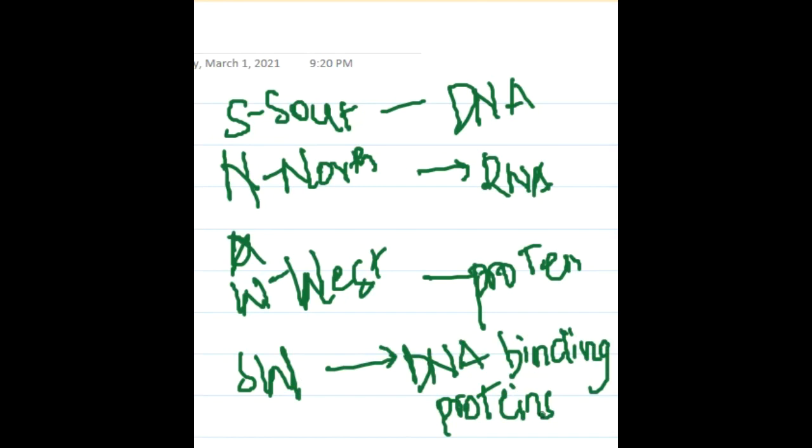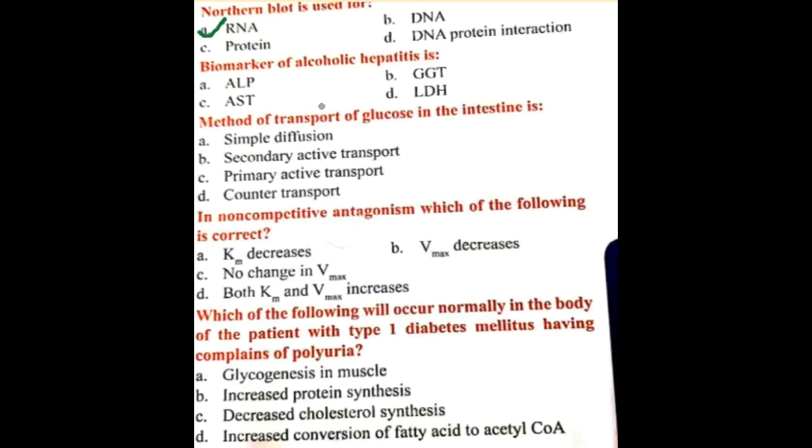Then the next question: biochemical biomarker of alcoholic hepatitis. Always remember, for alcohol the biomarker is GGT. For alcoholic hepatitis, gamma glutamyl transpeptidase is the biochemical marker. Actually, it is not specific for alcohol, but it is easily elevated in alcoholic liver disease and in fatty liver diseases. You will see that this GGT, or gamma glutamyl transpeptidase, is elevated.